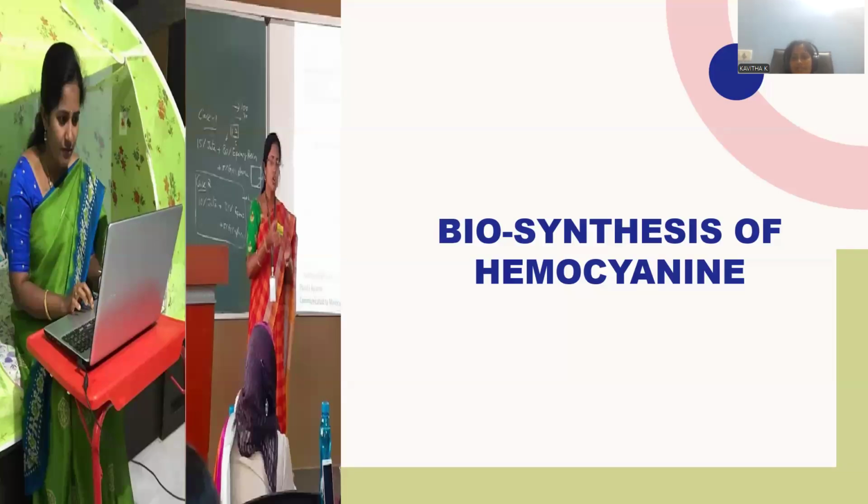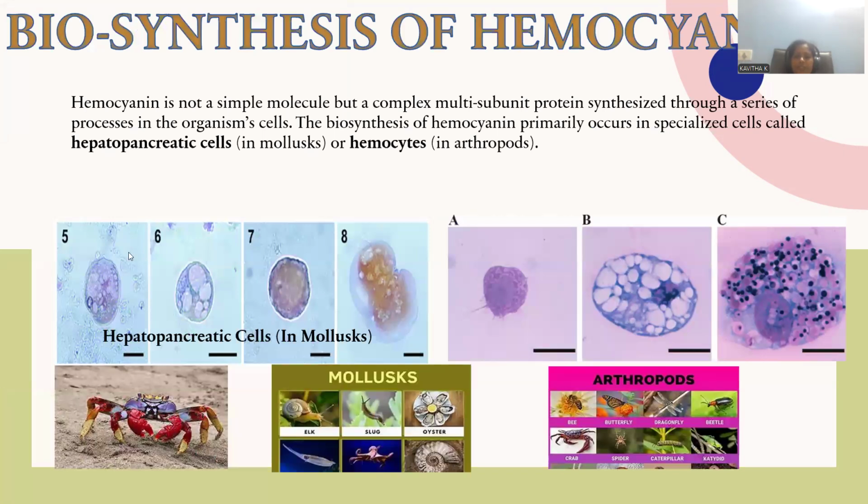Now, let me discuss the biosynthesis of hemocyanin, how it was accomplished, right? Hemocyanin biosynthesis takes multiple steps. So many complicated steps are required in order to synthesize hemocyanin in the living organisms, the invertebrate species. Hemocyanin is not a simple molecule, rather it is a complex multi-subunit protein synthesized through a series of processes in organism cells, right? Instead of a single step, we have multiple steps in order to synthesize hemocyanin within the living organisms, right?